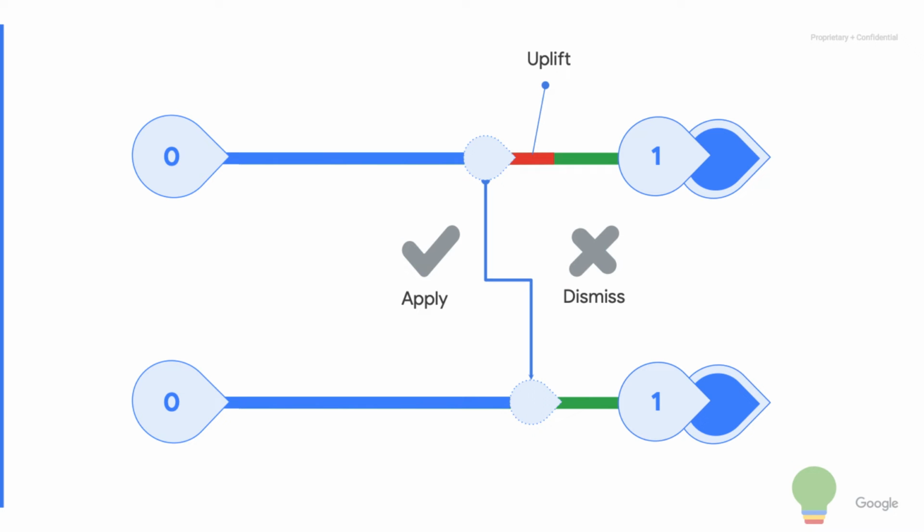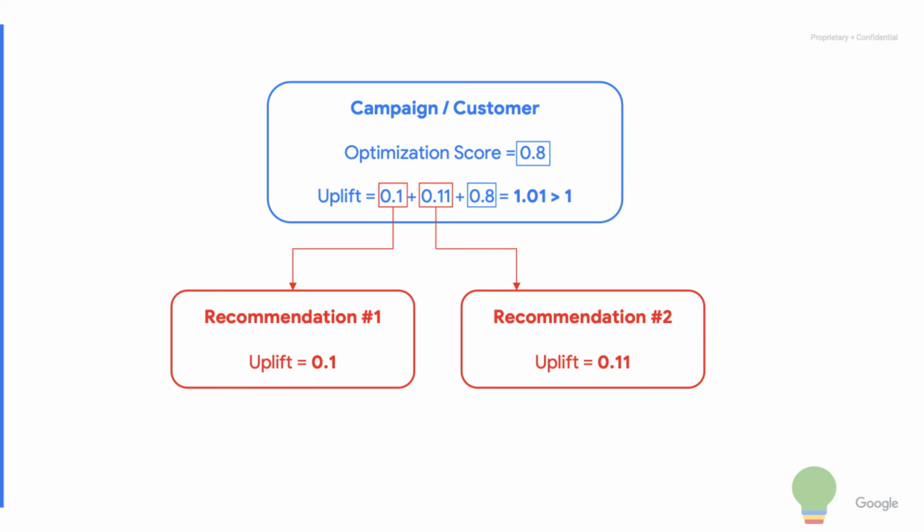The uplift represents how much the optimization score will increase if you take an action on the recommendation. But it's important to note that uplifts are only estimations and that the combined effect of recommendations may not be a strict sum of each individual uplift in isolation. Or put in different words, summing all uplift of a campaign or a customer with its current optimization score does not always equal the perfect score, so you should not rely on this assumption.